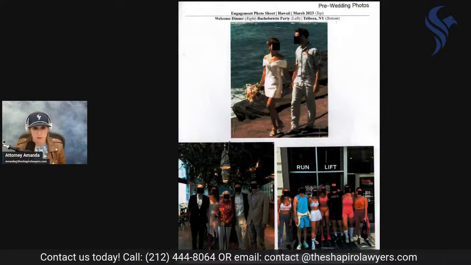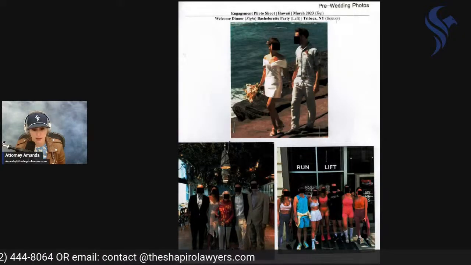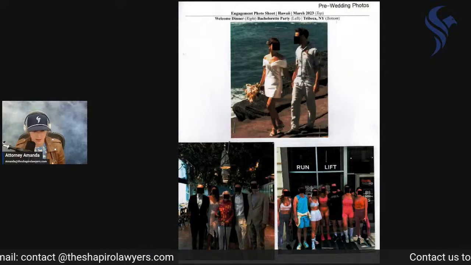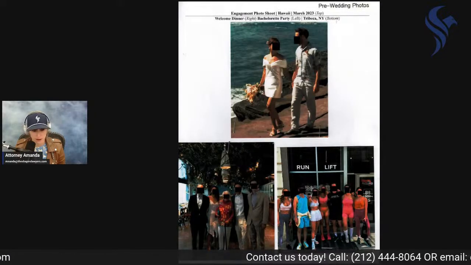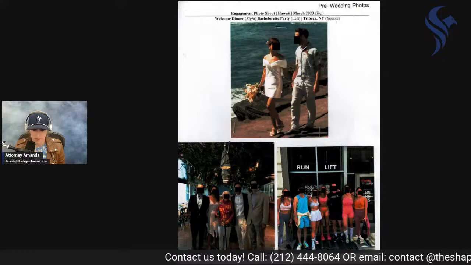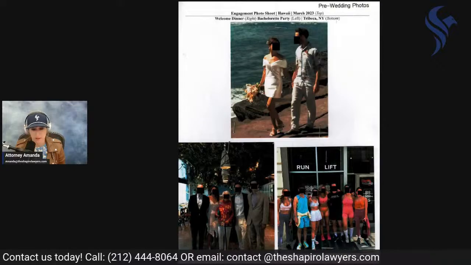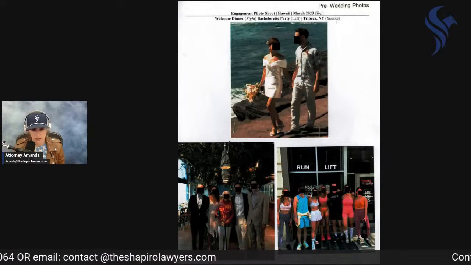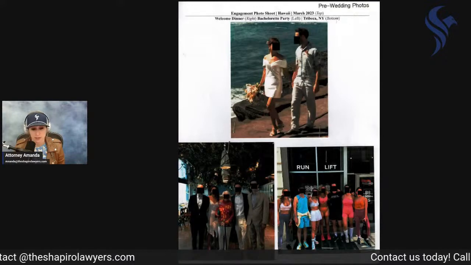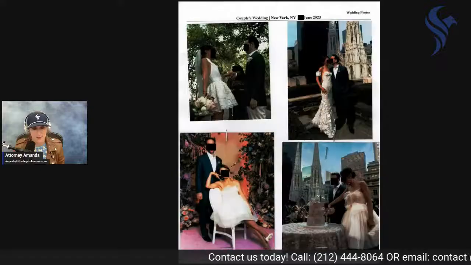So here we just have pre-wedding photos, bachelorette party, welcome dinner. As you can see, you can't see their faces, obviously, but clearly the people on the left are not, at least some of them, the same people on the right. You got grandma in the middle here. I've never met this lady. She probably has no idea who I am, but she seems amazing. Anyway, so let's go to the next one here.